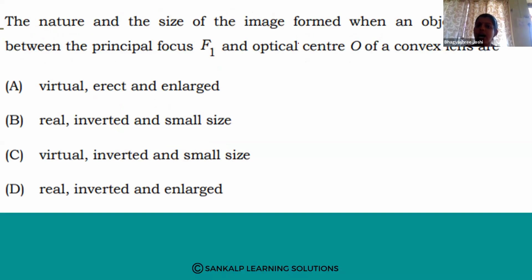The nature and the size of the image formed when an object is kept between the principal focus F1 and optic center O. So this is also important. Image formation in different positions. When you keep an object in a different position, where will the image occur? When an object is kept between the principal focus F1 and center O of a convex lens, the image is whether virtual, erect, or enlarged; real, inverted, and small size; virtual, inverted, and small size; real, inverted, and enlarged. Which option is right here? Virtual, erect, and enlarged. So this option is right.